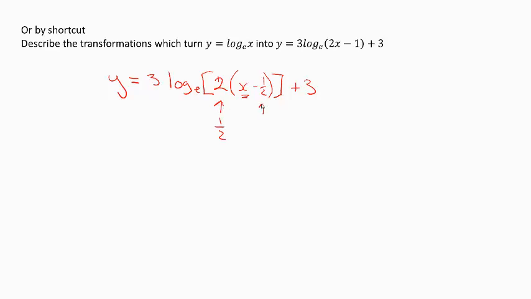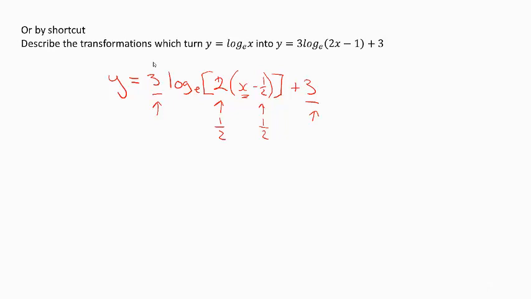We've got moving 1/2 unit from the y-axis. Everything that's happening outside the bracket is from the x-axis. So that's telling me dilation by a factor of 3 from the x-axis, and we're moving 3 units from the x-axis. So let's see if that makes sense.